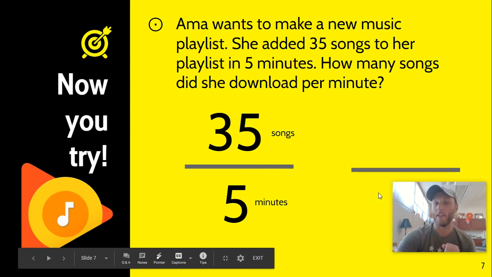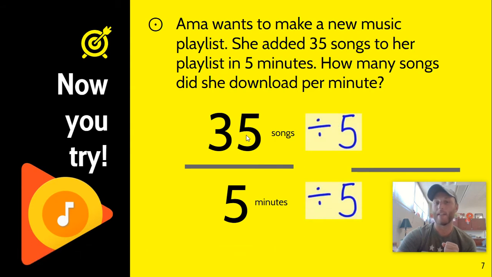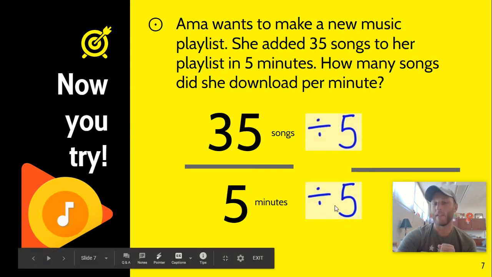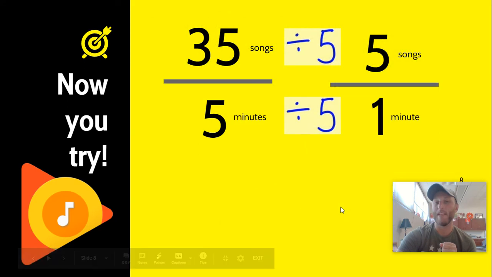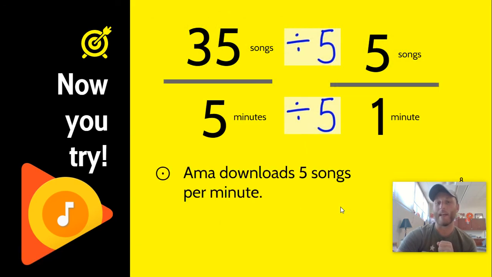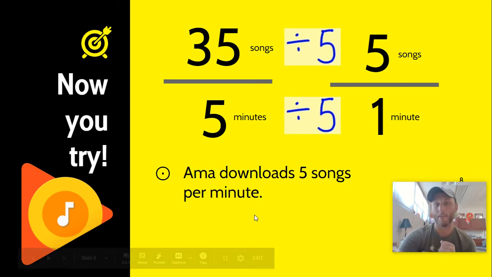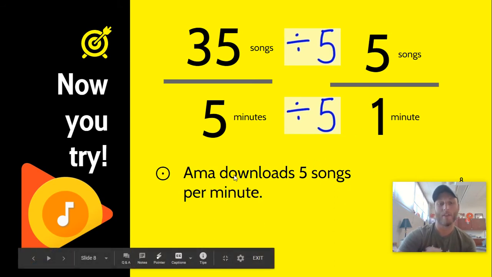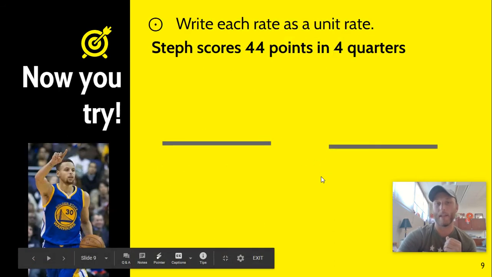If you did this correctly, you should have realized that 5 divides into both 35 and 5, which gives us 1 at the bottom, which means that Amma downloads 5 songs per minute. All right, so she's a pretty quick downloader here if she's making her little Spotify playlist, right? So Amma downloads 5 songs per minute.